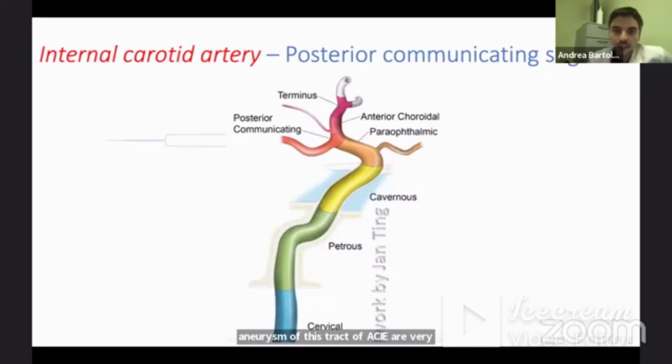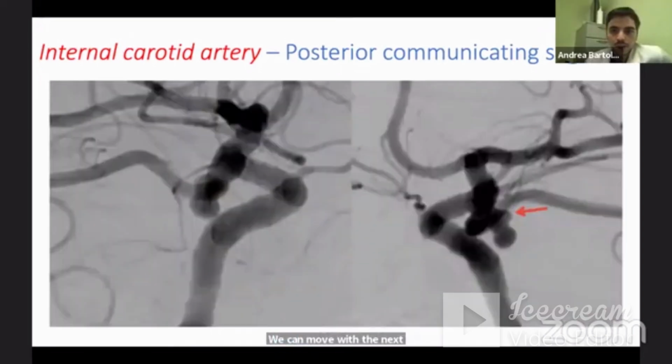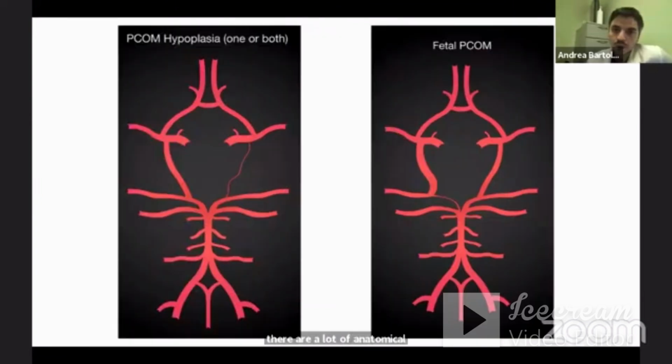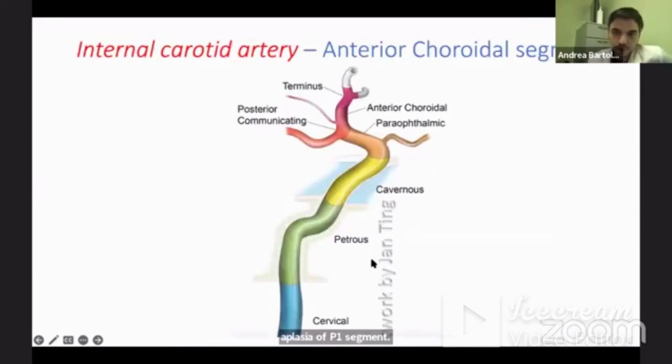We can move to the next ICA segment, the posterior communicating one. There are a lot of anatomical variants of the origin of the posterior communicating artery. We can have a hyperplasia of the posterior communicating artery, or a fetal posterior cerebral artery with hypoplasia or aplasia of the P1 segment of the posterior cerebral artery.